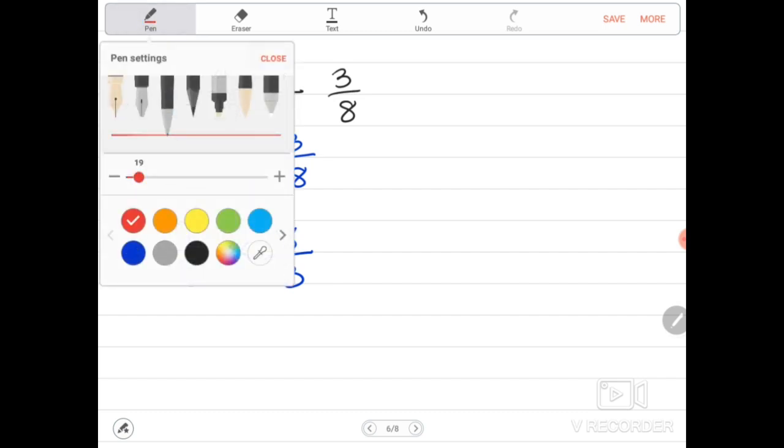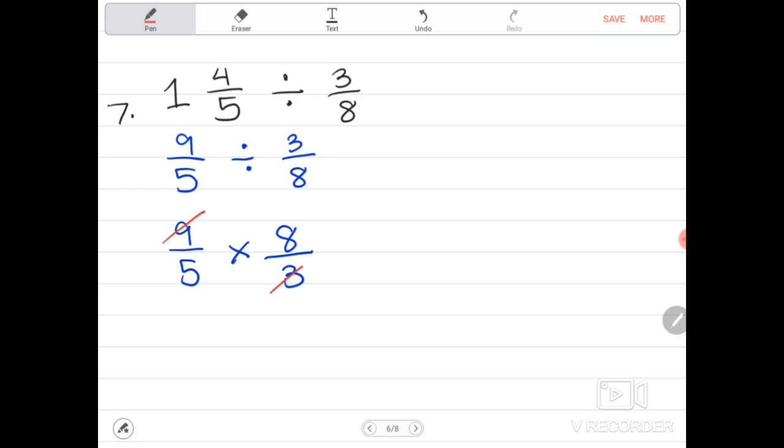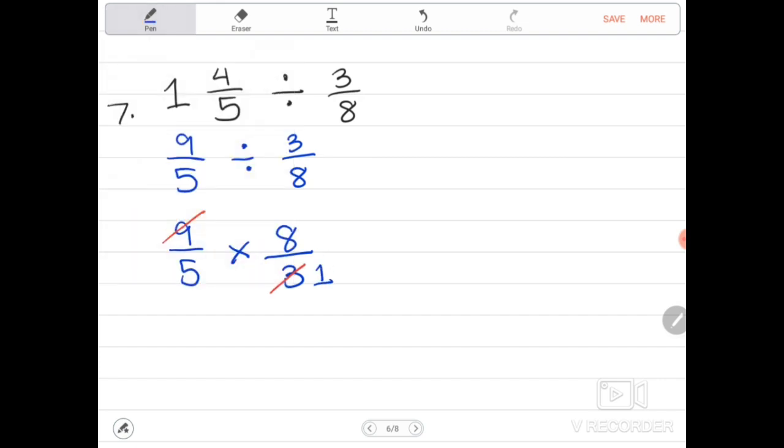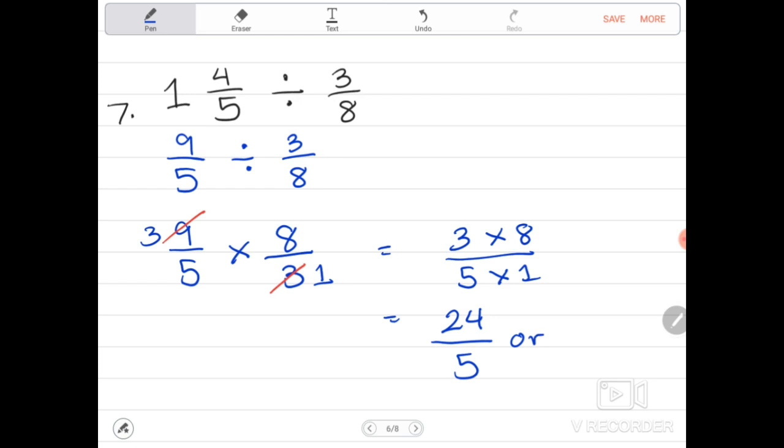Okay, so now we can cancel this. It will give us 1 and 3. So, we have 3 times 8 over 5 times 1. 3 times 8, that is 24 over 5, or 4 and 4 over 5. This will be our final answer.